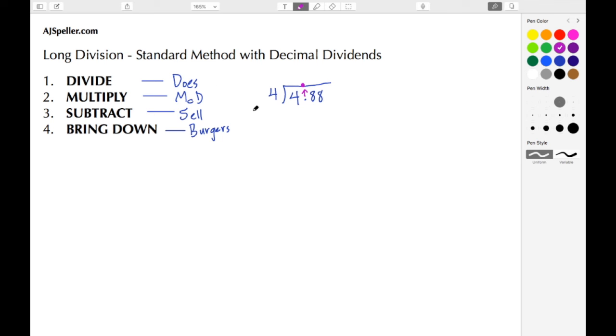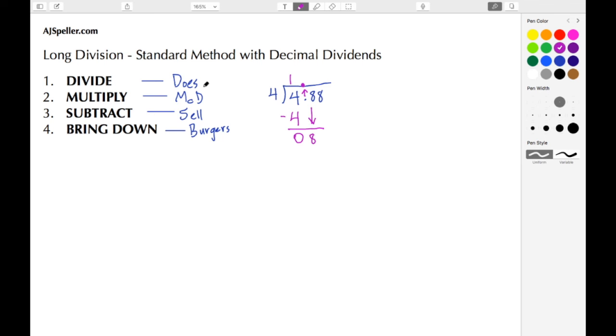So we begin with the D. 4 divided by 4 gives us a 1. Then the M for multiply, 1 times 4 to give us 4. Then we subtract 4 minus 4 to give us 0, and then we look to bring down. In this case, the next number to bring down is the 8.